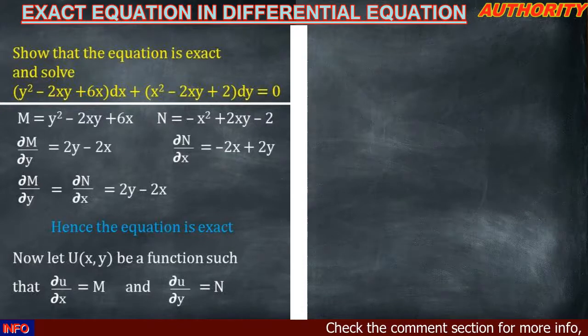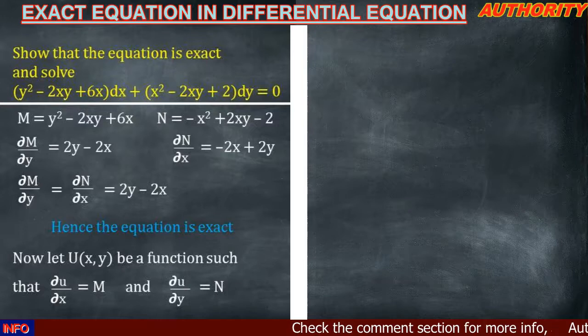Okay, good. Now let's go. That means we are going to have the partial derivative of u with respect to x equal to M. But we know the value of M. We say that M is equal to y squared minus 2xy plus 6x.